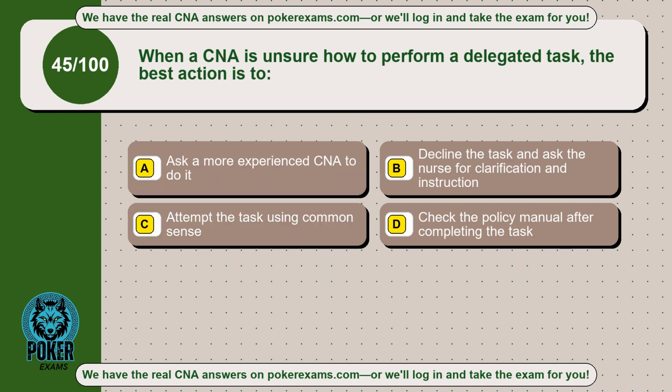Question 45. When a CNA is unsure how to perform a delegated task, the best action is to: Option A. Ask a more experienced CNA to do it. Option B. Decline the task and ask the nurse for clarification and instruction. Option C. Attempt the task using common sense. Option D. Check the policy manual after completing the task.